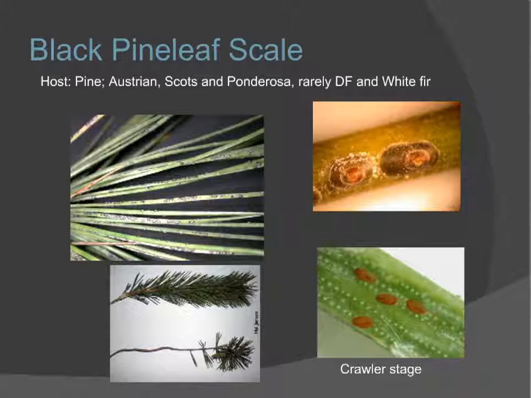And treatment is best for the crawler stage for most scale insects. This scale insect is different in that the timing for the crawler stage is in July and August, as opposed to April and May. So treatment is a little difficult for the crawler stage. So systemic treatment has often been the best way to go with scale insects.